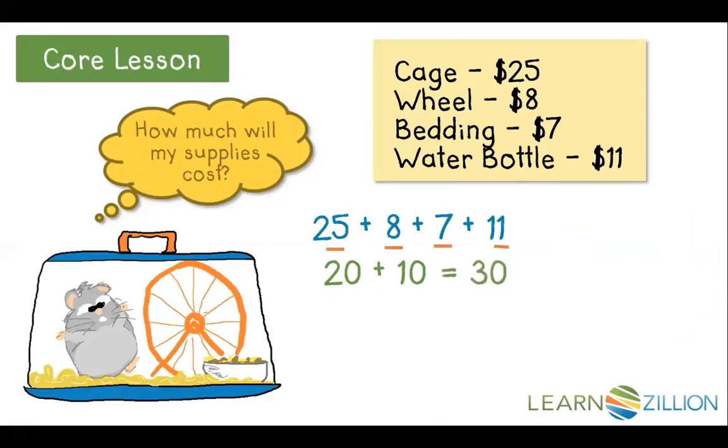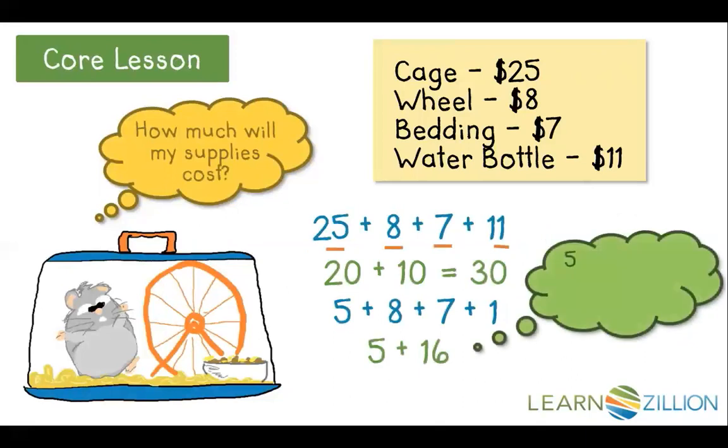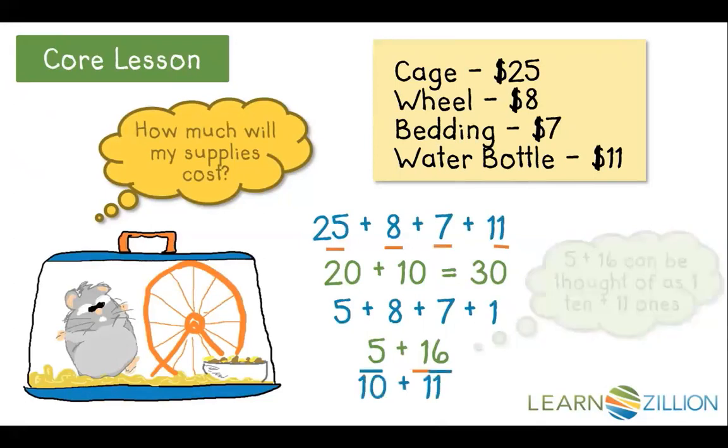I can now add together the ones. 5 plus 8 plus 7 plus 1. I can add together 7 plus 1 to get 8, and I know that 8 plus 8 is 16. So now I just need 5 more. I can think of 5 plus 16 as 1 ten and 11 ones. So I can add 10 plus 11 to get 21.